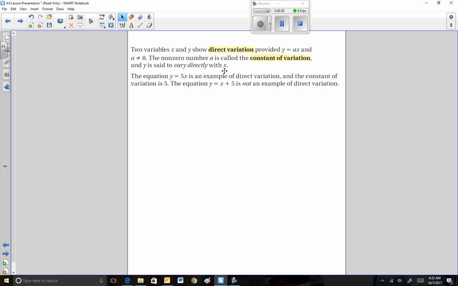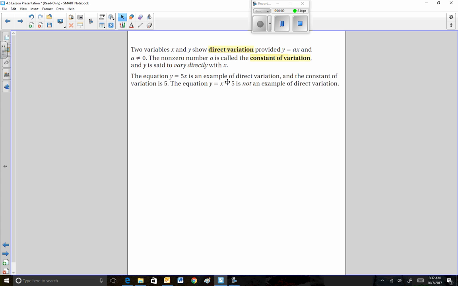So as x goes up, so will y. Or as y goes up, x may be going down, but there's a constant variation that occurs. It's not going to suddenly move up, suddenly move down. It's going to be a constant of variation. For example, the equation y equals 5x is an example of direct variation. The constant of variation is 5. The equation y equals x plus 5 is not an example of direct variation.